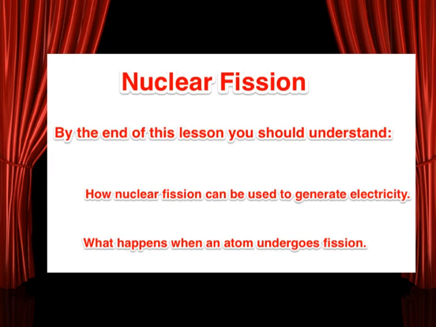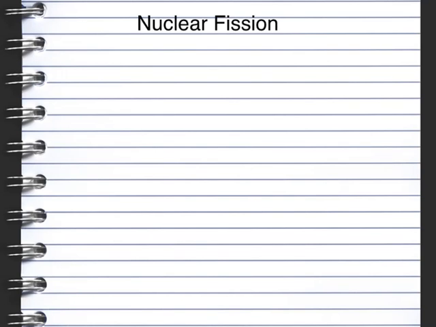Okay, so looking at nuclear fission, by the end of this lesson you should know and understand how nuclear fission can be used to generate electricity, and what happens when an atom undergoes fission. The term nuclear fission means nucleus splitting. So all it means is that we have a nucleus that splits into two nuclei.